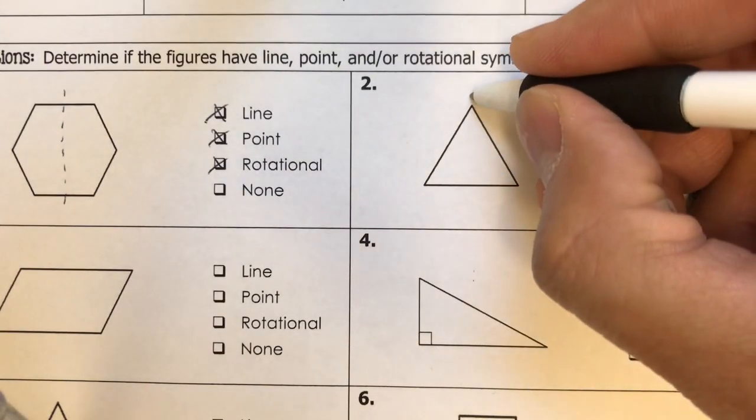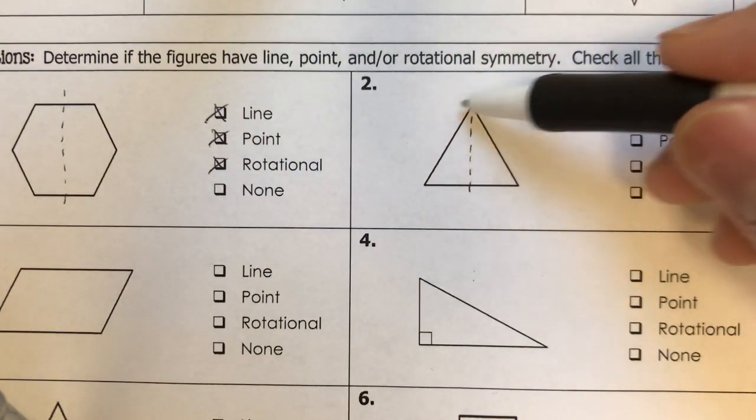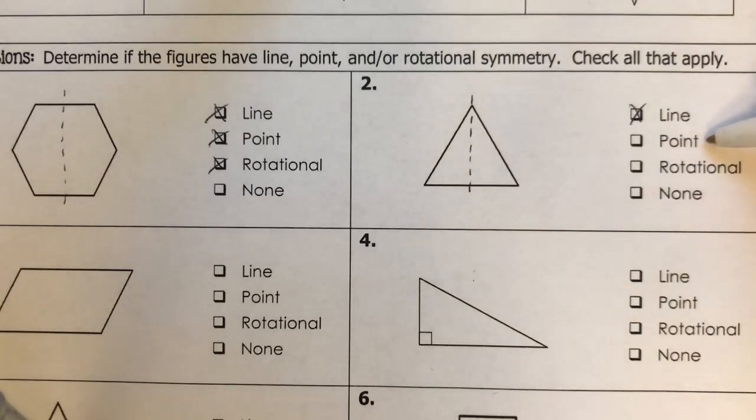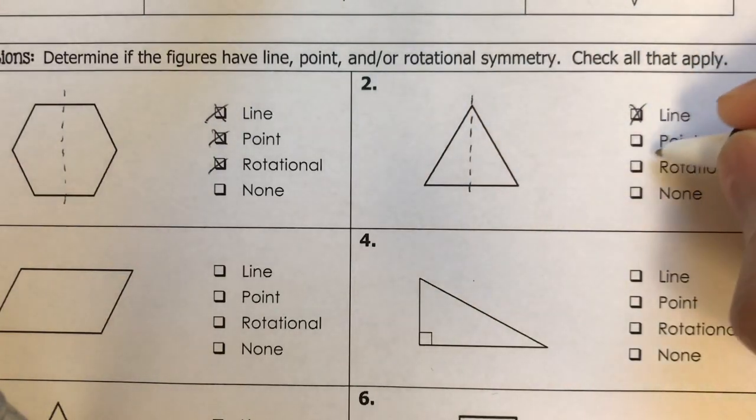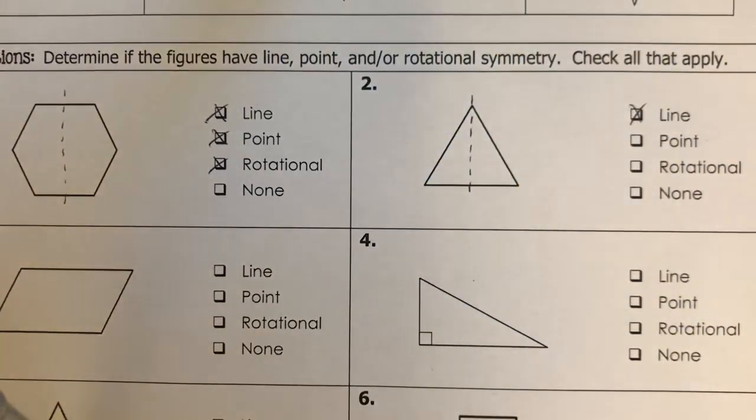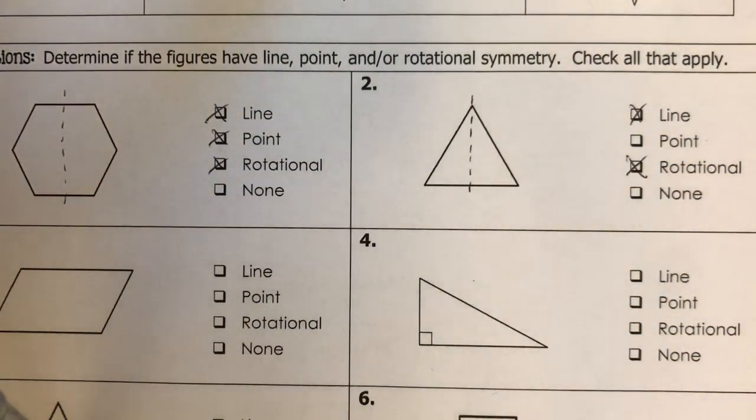And so again, if you look, it has line symmetry down the middle. If I rotate this though, the point's going to be pointing down, so there's no point symmetry. And then this thing, if I rotate it, this point will go here, and then it'll go there all before we get back around. So it actually has rotational symmetry as well.